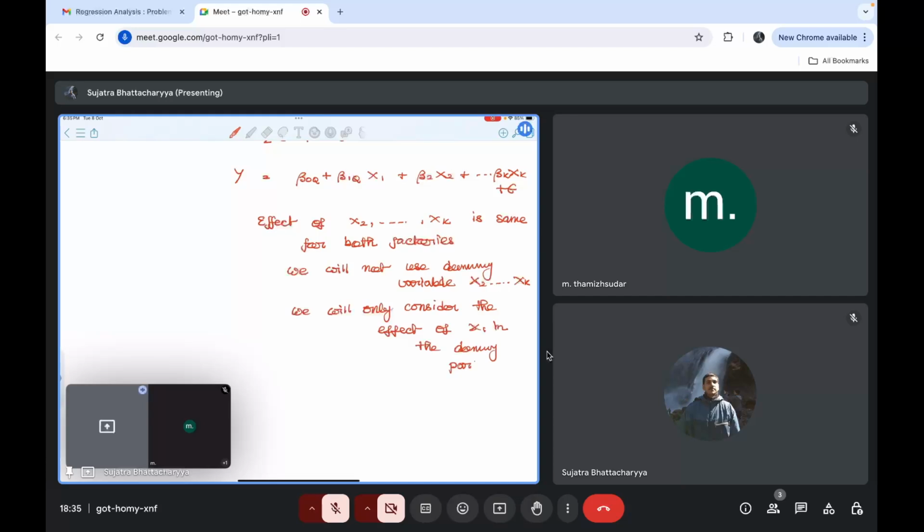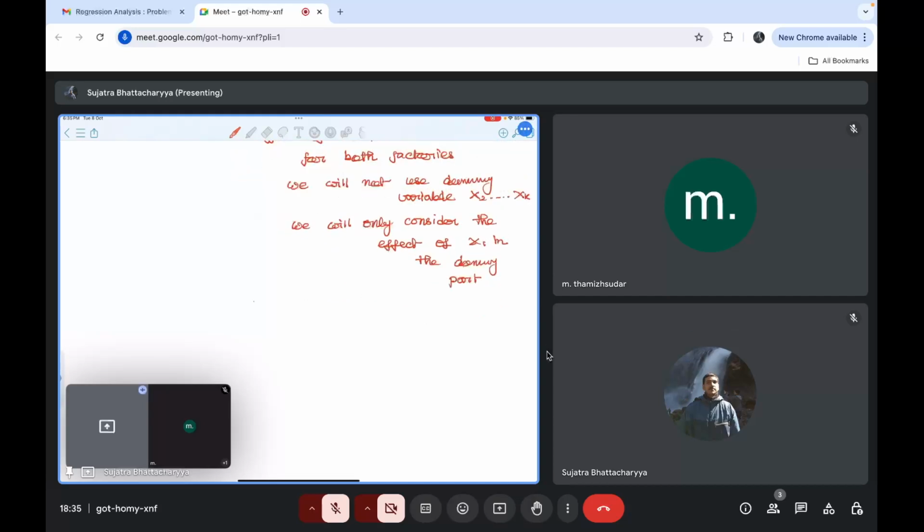So how will we write therefore? We can write the actual model as y is equal to beta naught plus beta 1 x1 plus beta 2 x2 and so on up to beta k xk. Just remove this q part. This part is fine.